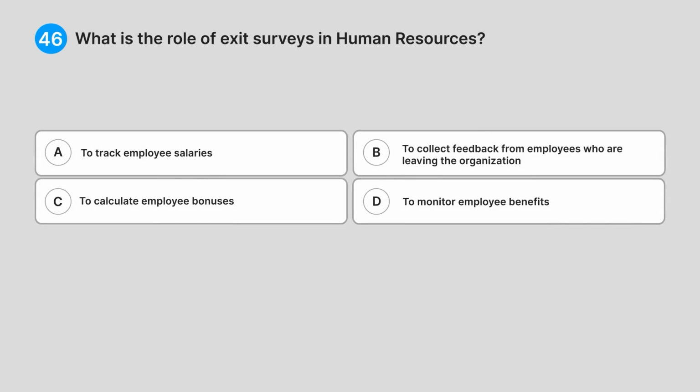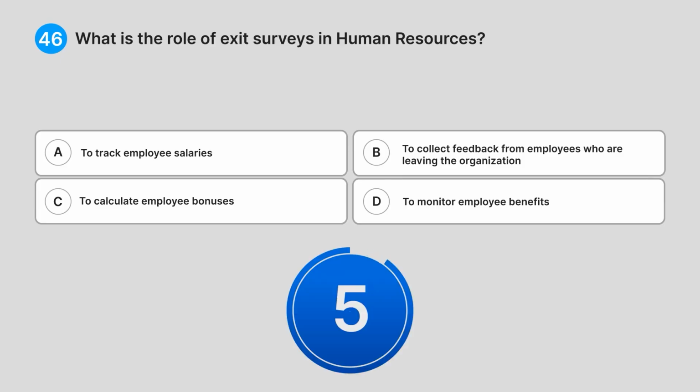46. What is the role of exit surveys in human resources? A. To track employee salaries. B. To collect feedback from employees who are leaving the organisation. C. To calculate employee bonuses. D. To monitor employee benefits. Can you guess the answer?